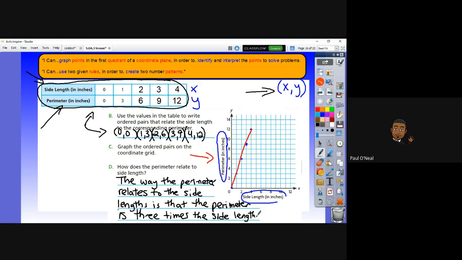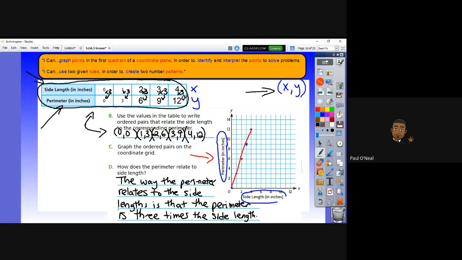3 times 0 is 0. 1 times 3 is 3. 2 times 3 is 6. 3 times 3 is 9. And then 4 times 3 is 12.